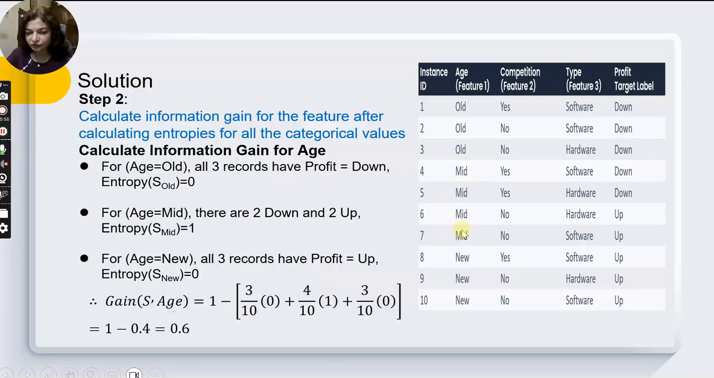Okay, then mid, there are 4 values. So, the weight of mid is 4 by 10 into entropy of S mid, which is 1, plus 3 by 10 into entropy of S new, that is 0. Okay, so 1 minus 0.4, which is 0.6.